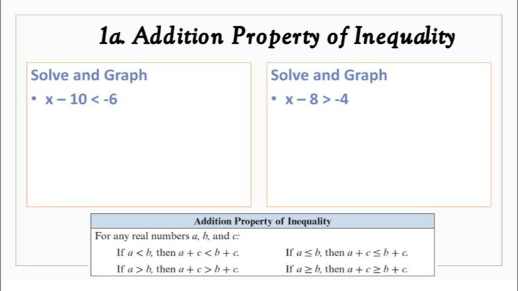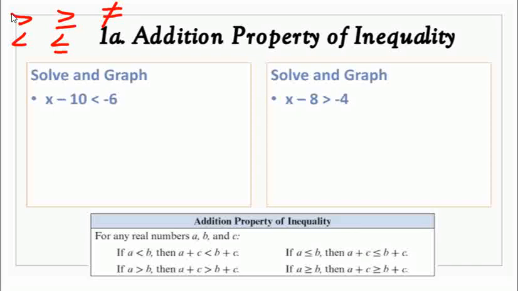And just a review of our comparison symbols: greater than, less than, greater than or equal to, less than or equal to, and then we also have does not equal. Those are all of our inequality symbols. So today we're just going to be looking at some samples with the addition property. So here we need to solve for all the values of x.